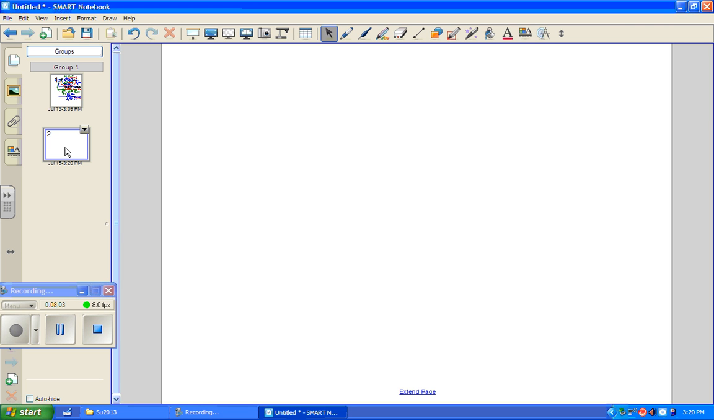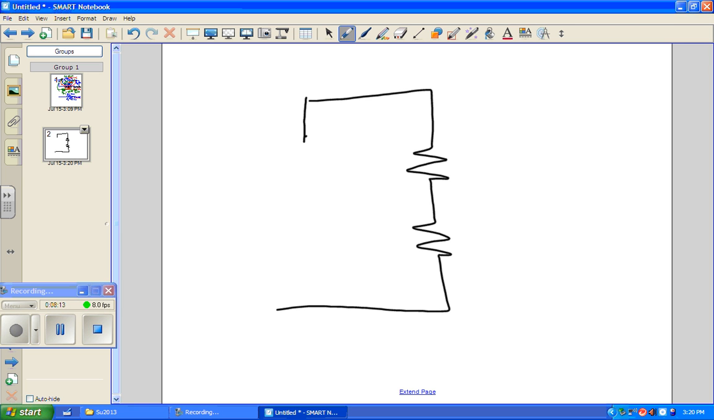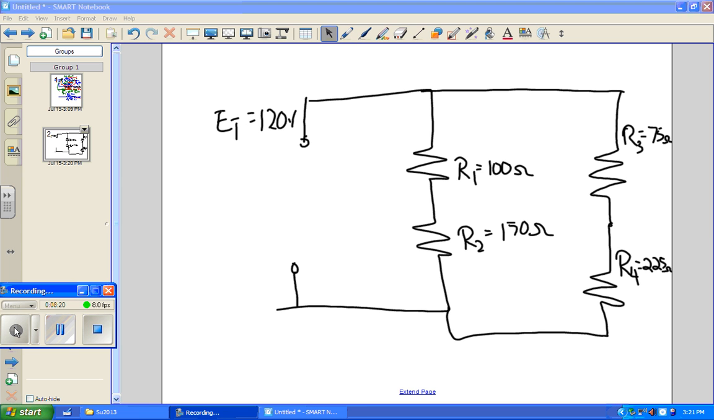Okay, now let's do another simple example. All right, so we have one more simple problem. And you can see that each of these things are in series, but they're both in parallel. So we're going to have to make a couple of simplifications, right?